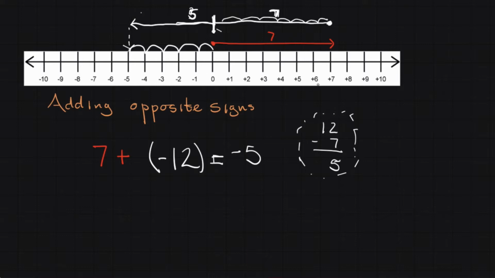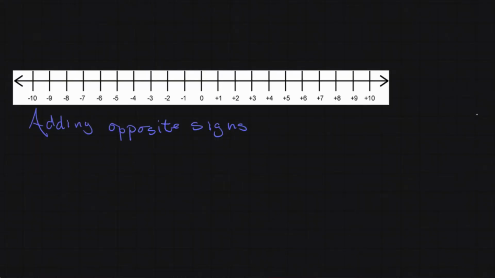So when the signs are going in opposite directions, we need to subtract the smaller number from the larger number to see what's left over, or to find the difference, right? To find the difference. Let's take a look at one more example, and then we'll write down our rule. Adding with opposite signs.